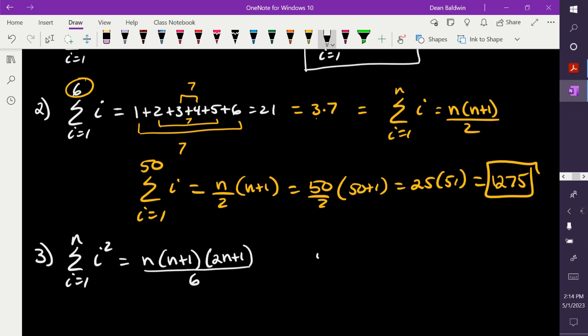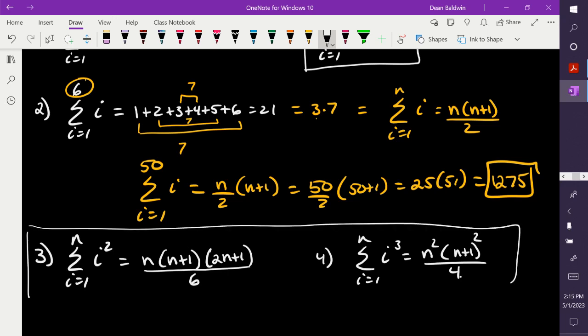Okay? And if it's i cubed, it is n squared times (n plus 1) squared, over 4. So these are the formulas. We're going to use them later on. We might get to it today, but maybe not. Okay, so these formulas will be given to you in this class, most likely not in university. All right. So we're just going to practice using these a little bit.